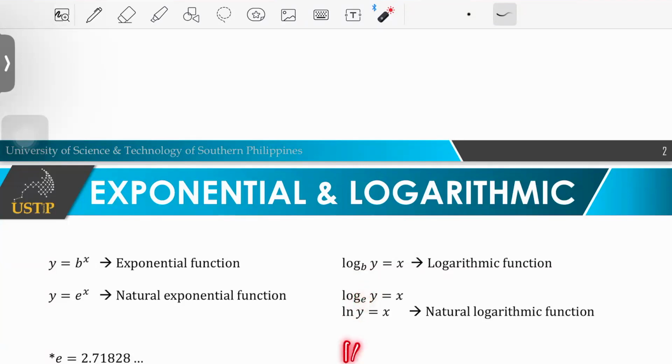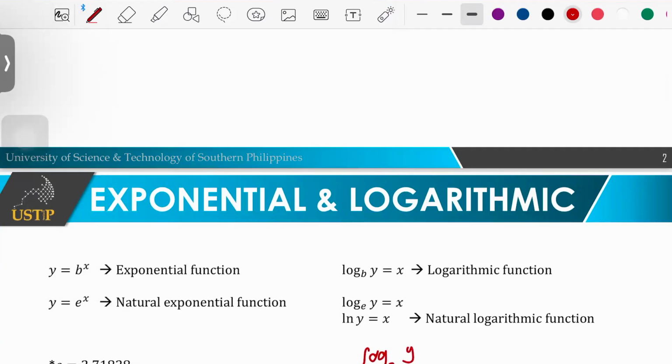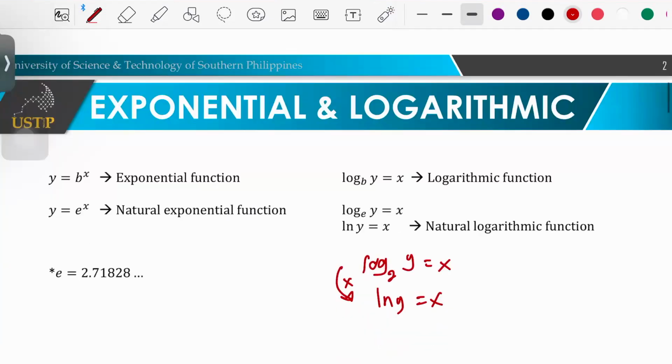So for example, if you have log of y base 2 is equal to x, you cannot rewrite it as ln y is equal to x. I mean, you cannot rewrite it in this way. Because ln denotes that your base is e.